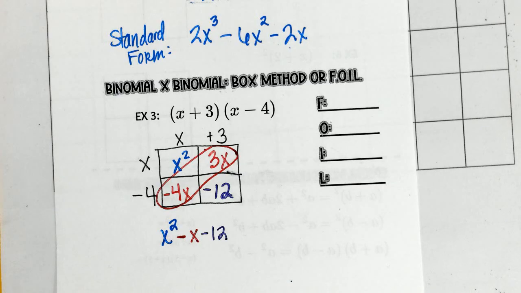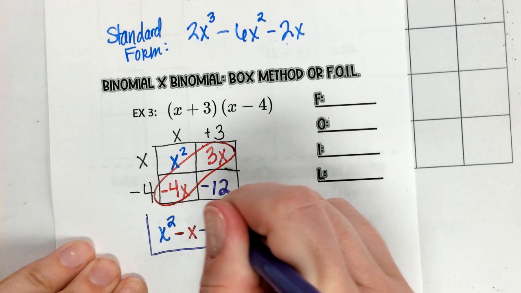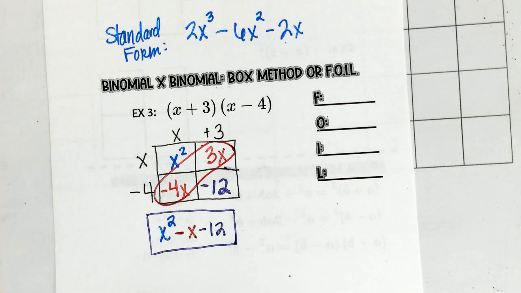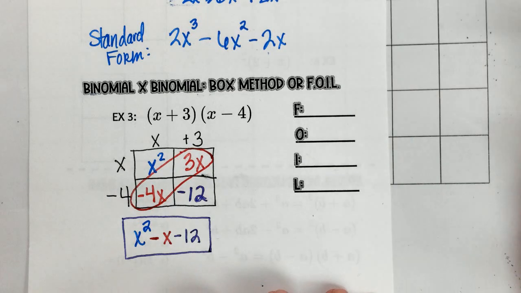Okay, so this would be our final answer. That is a quadratic trinomial. That's what we get when we add it all together. Okay? Now, drawing the box is great, and you can draw a box every single time if you want to. Okay? But there is something else that you learn. You should have learned it in Algebra 1, but maybe you didn't.